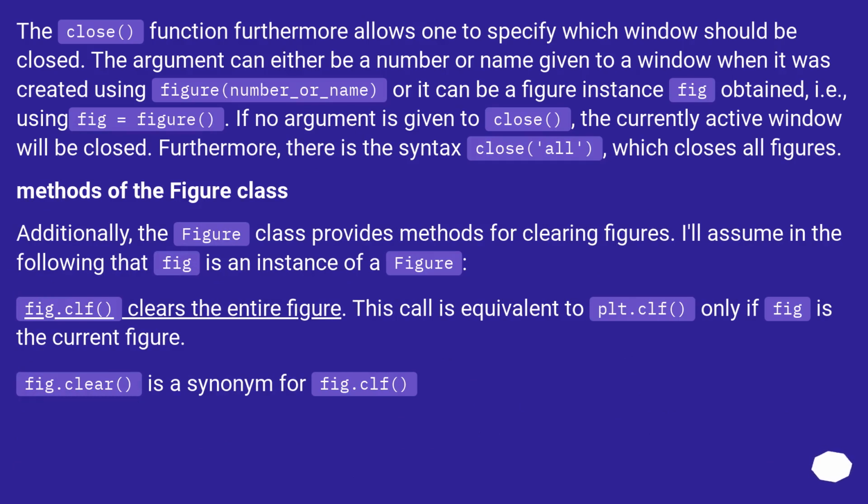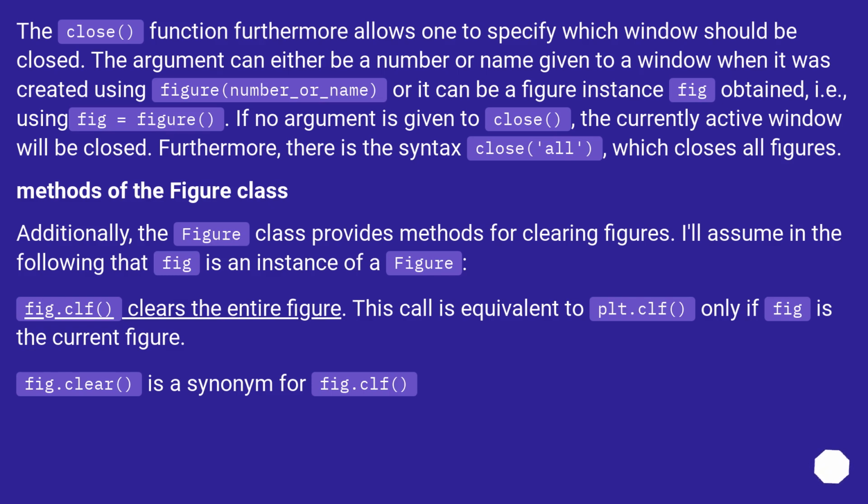The argument can either be a number or name given to a window when it was created using figure(number_or_name), or it can be a figure instance fig obtained, i.e., using fig = figure(). If no argument is given to close, the currently active window will be closed. Furthermore, there is the syntax close('all'), which closes all figures.